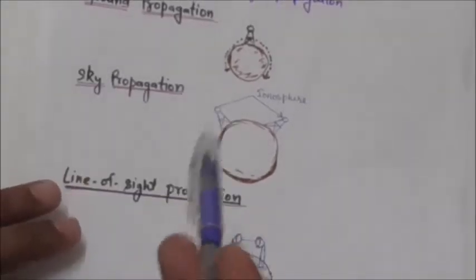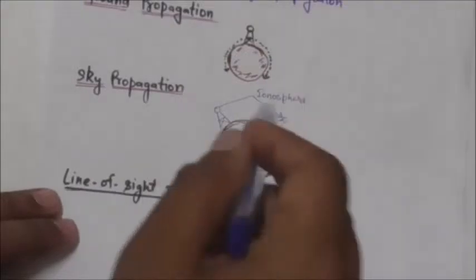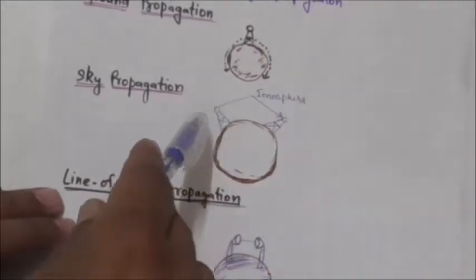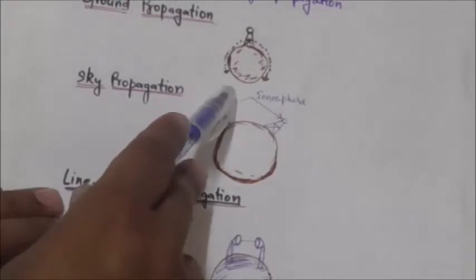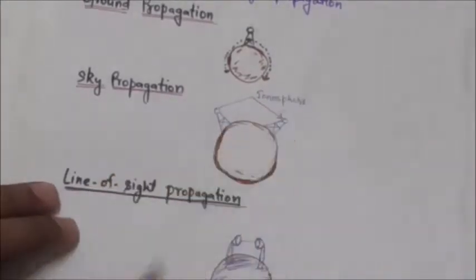Now, sky propagation. In sky propagation, what happens? Higher frequency radio waves radiate upward into the ionosphere, where they are reflected back to the earth, right?